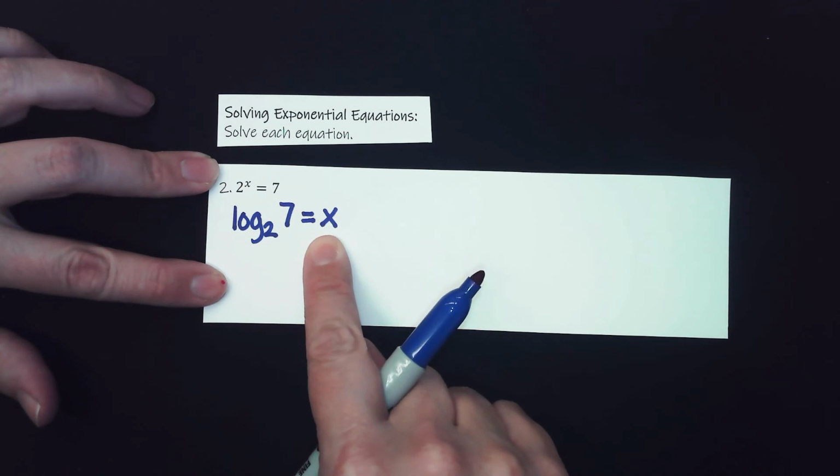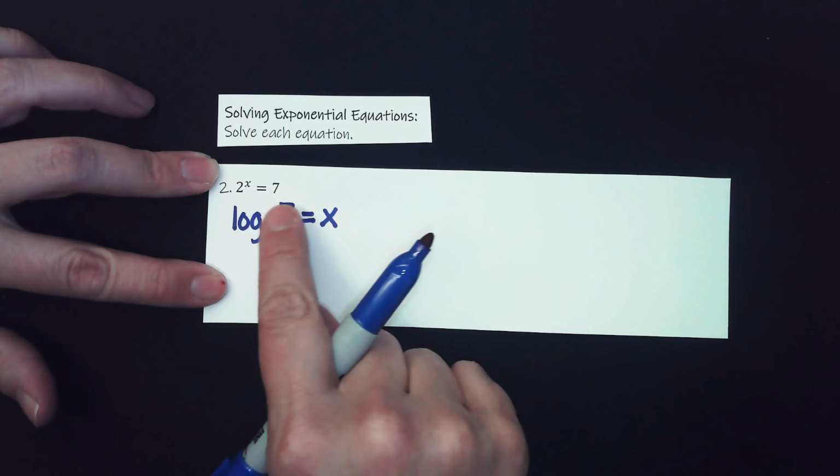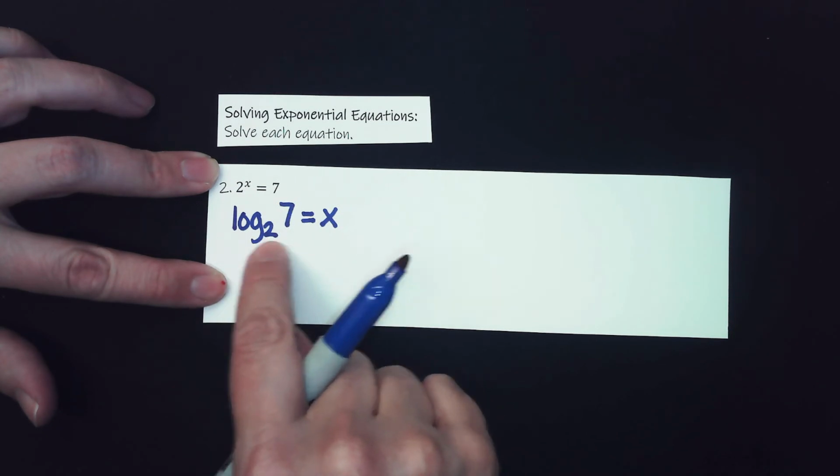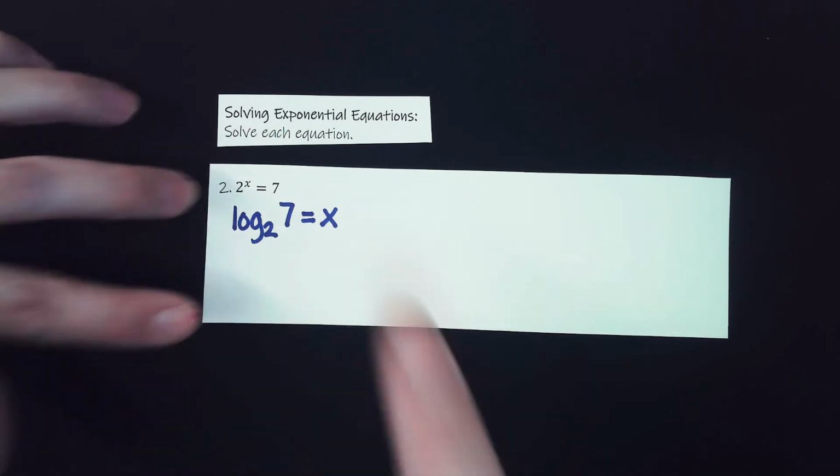And in the last section, I showed you how to do the change of base formula. So you could do the natural log of 7 divided by the natural log of 2, or just the common log of 7 divided by the common log of 2.